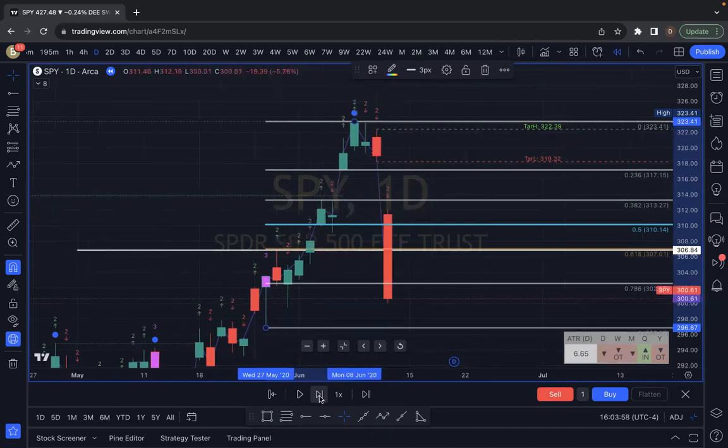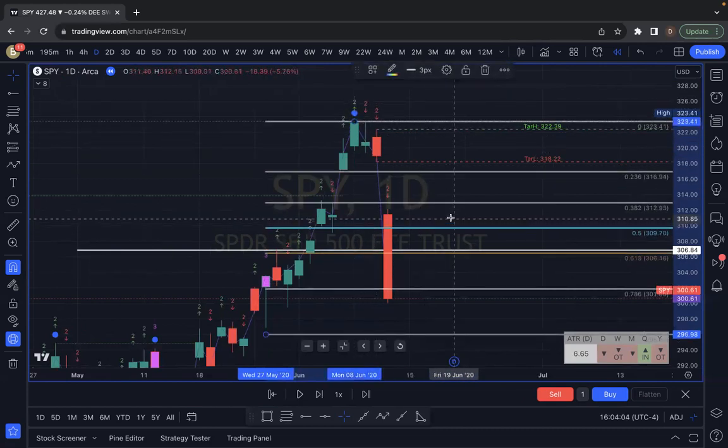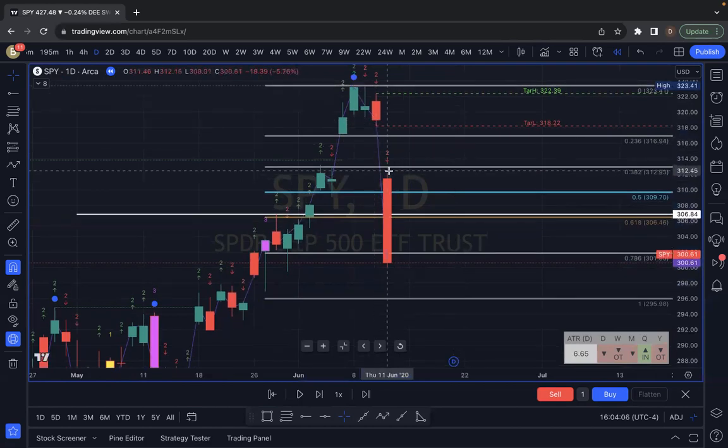So it's starting to retrace. And right here, it blew through all of the entry points, all of the key levels. So it blew through our 382. It blew through our 0.5. It blew through our 618. Then it closed below our 786, which is a last line of defense.